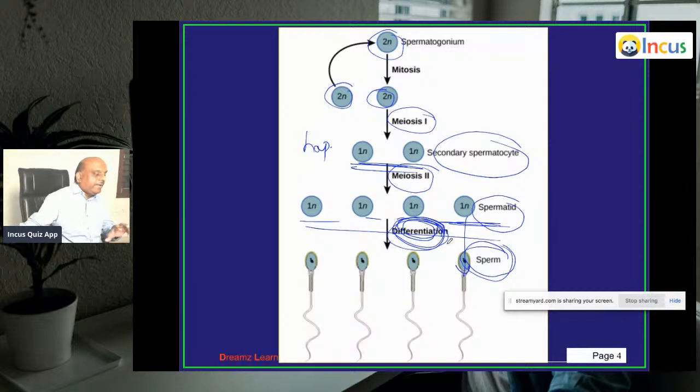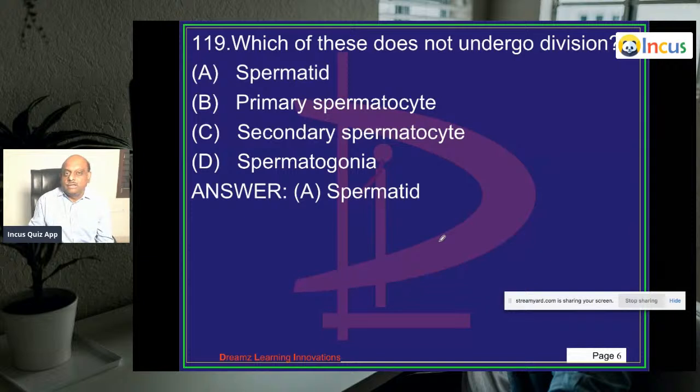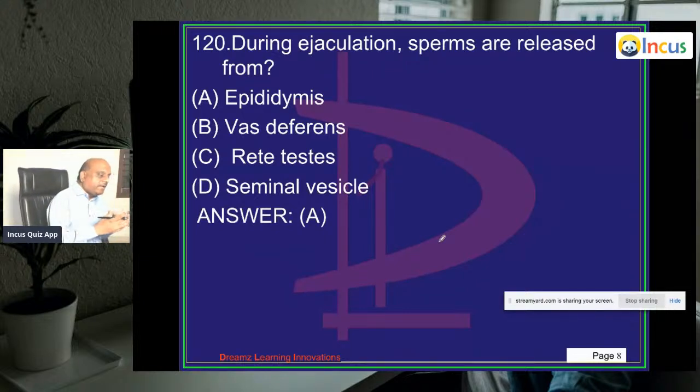The only thing happening is a differentiation, is what you need to remember. Now, during ejaculation, how does the sperm find its way? Typically, it is released from the epididymis. Epididymis is like that storehouse where maturation of the sperms occurs.